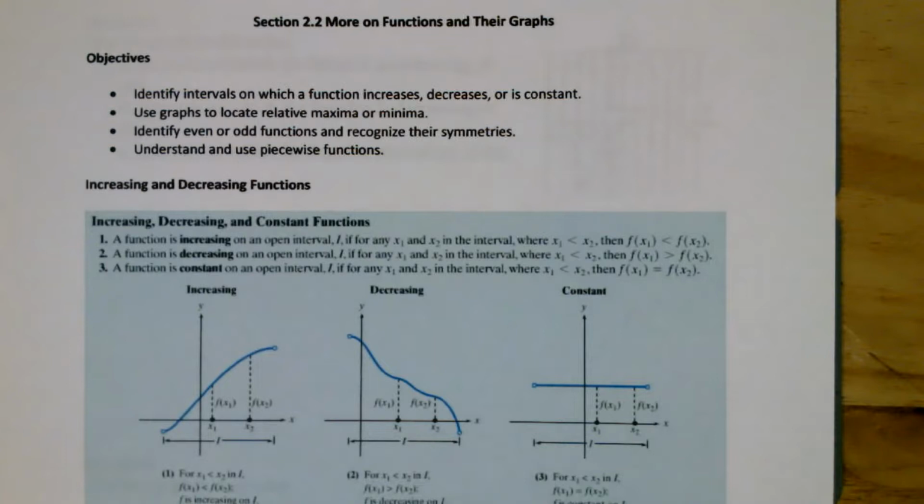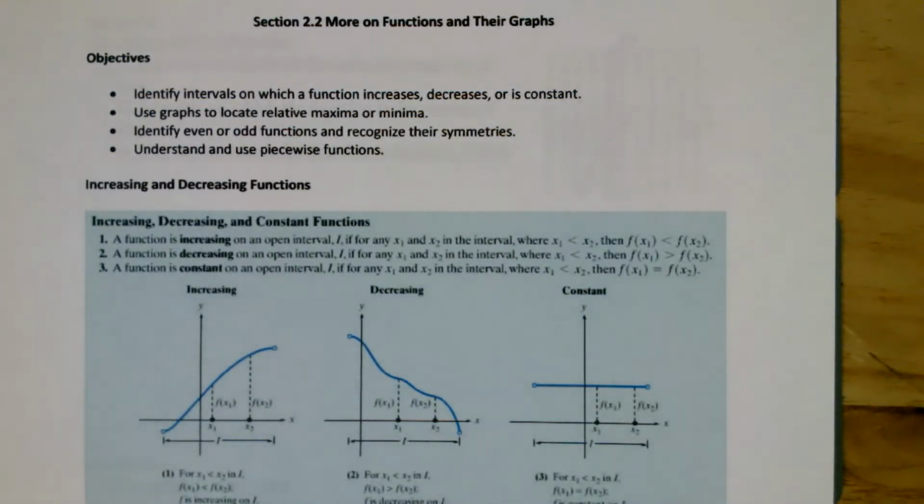Okay, in this video, we're going to talk about section 2.2, dealing with more things that are related to functions and graphs. In the first section, we talked about the basics of functions and graphs, things like what a relation was, what a function was, and how to determine whether a relation is a function. Also, whether or not an equation was a function. Also, we determined whether or not a graph was a function. And we did talk about function notation as well.